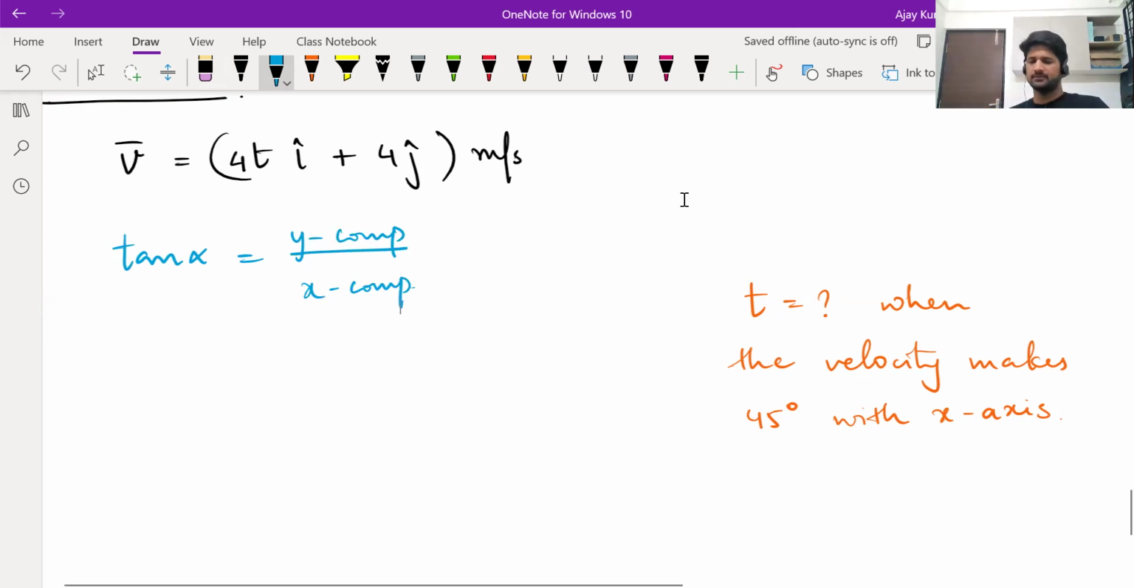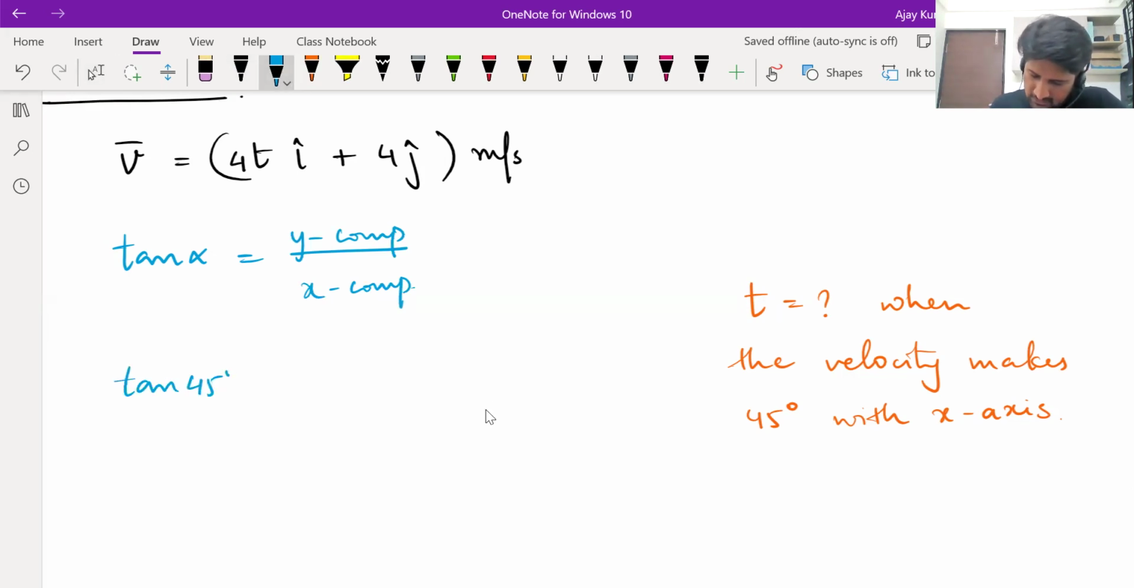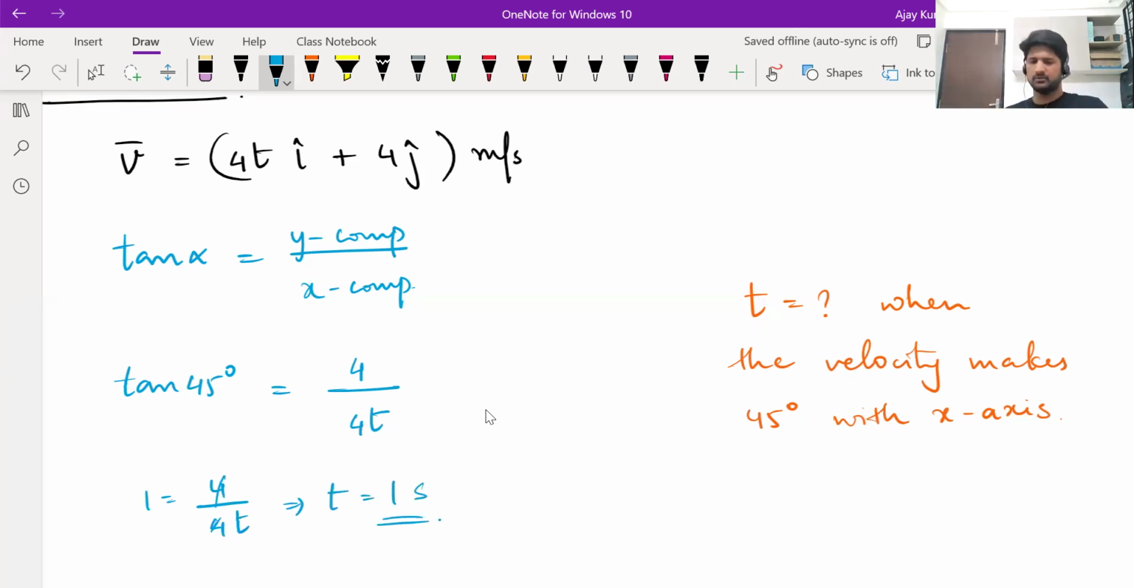Pawan, what did you do? Sir, same, sir. Okay. So we want the angle to be 45 degrees. So tan 45 should be equal to the y component of velocity, which is always 4, divided by the x component, which is 4t. And we know tan 45 is 1. So 1 is equal to 4 divided by 4t. You get t as 1 second. Good. Not an issue. You can solve it this way.